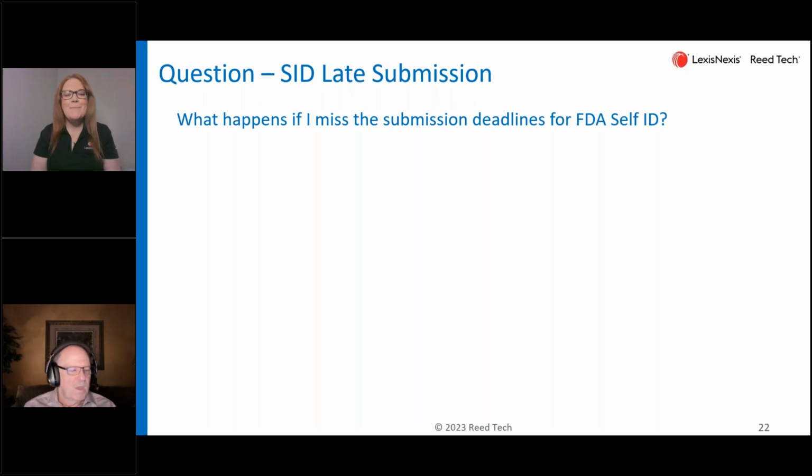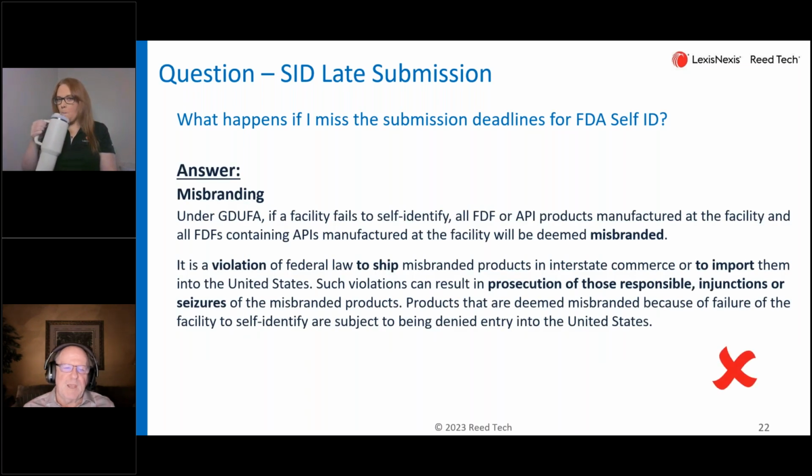What happens if I miss the submission deadlines for the FDA self-identification? Well, we talked about missing the financial payment for the user fee and how you want to certainly avoid that. It has the same implication. I was not aware of a naughty list that the FDA publishes. They really only show the good, nice list of people that do meet the deadline. So your absence on that is significant.